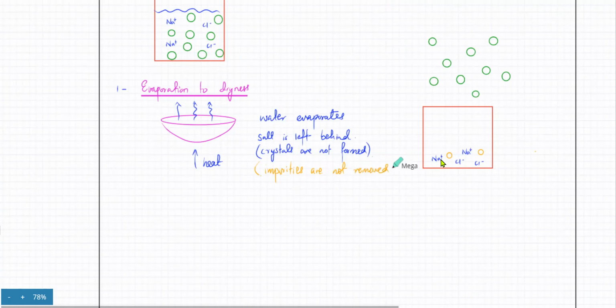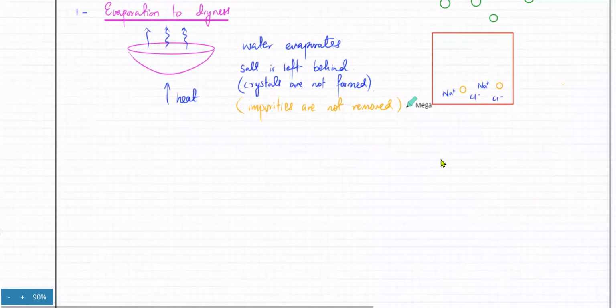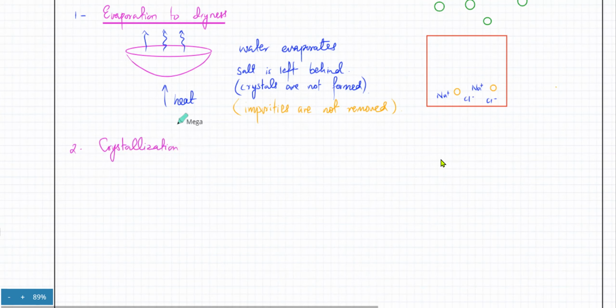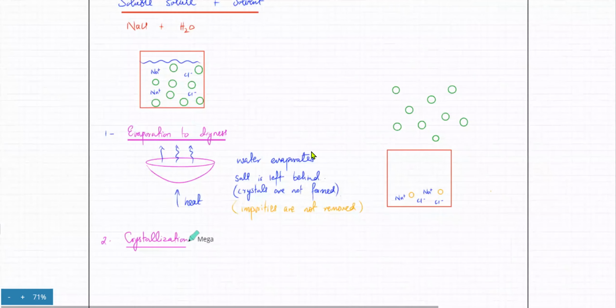So a better method is crystallization, which is kind of similar, but it's a better method. That's number two. Let's talk about that. So we're going to talk about crystallization. In crystallization, you take the same salt and water solution.